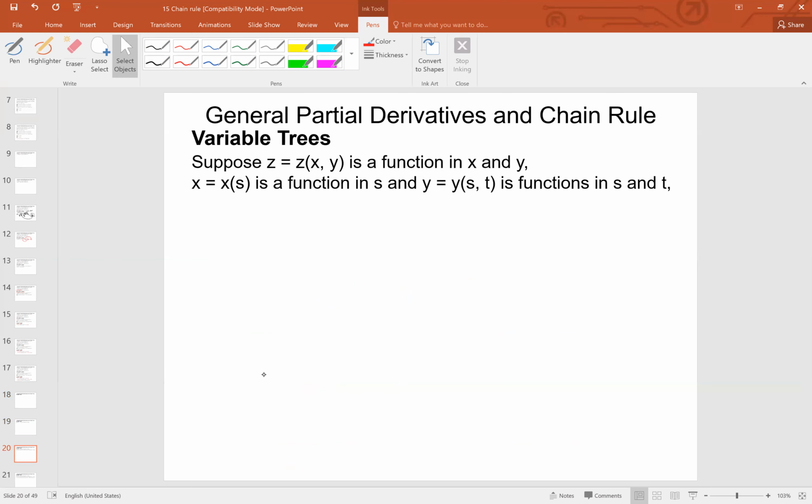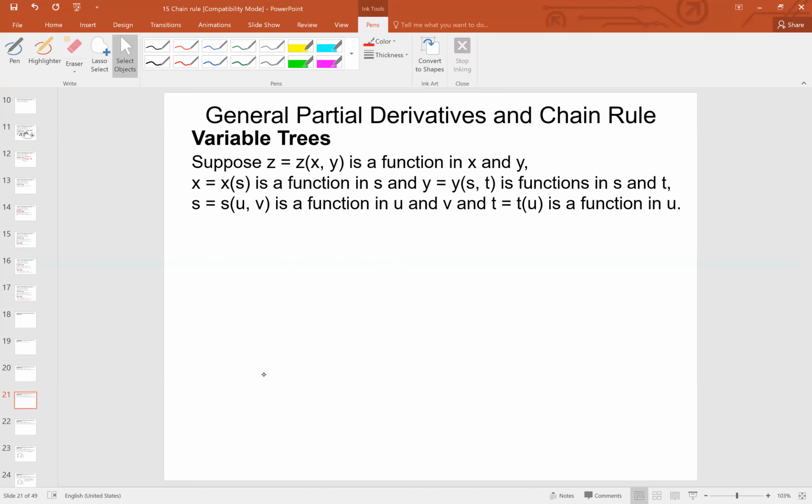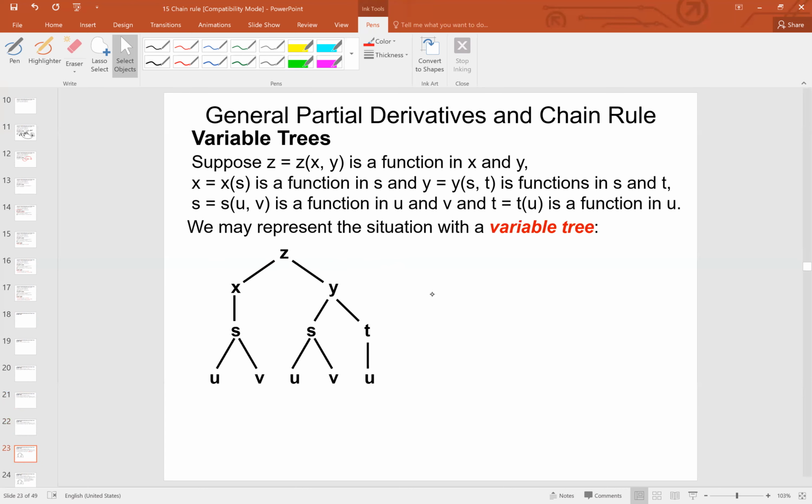Here's an example. Suppose z is in x, y, x is in s, and y is in s and t. Then s itself is in u and v, and t itself is only in u. Here is the variable tree that expresses this: z is in x, y, and x is in terms of s, and y is in terms of s and t, and so on. So I can just follow the relationships and draw this tree. And this is called a variable tree.